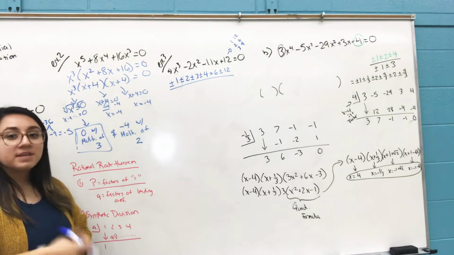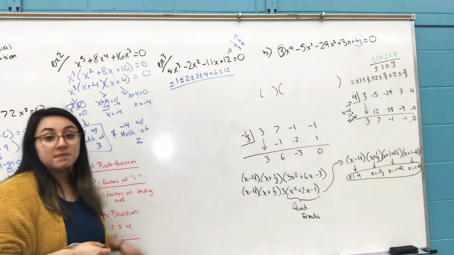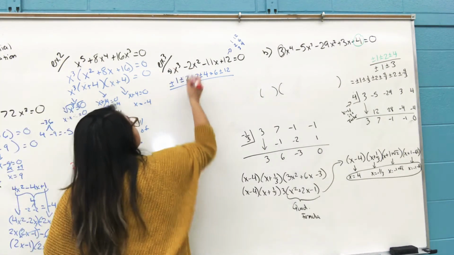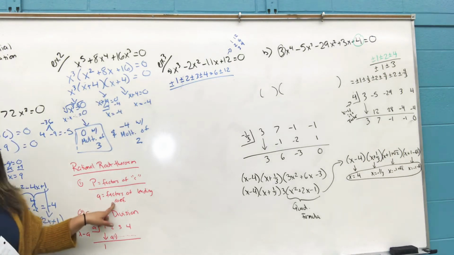And it's going to be a plus or minus because it could be positive or it could be negative. It's a positive number, so you get both. Next one, you divide it by the factors of your leading coefficient.